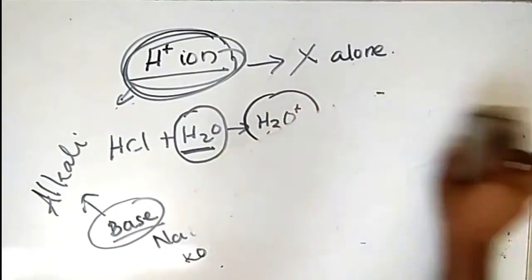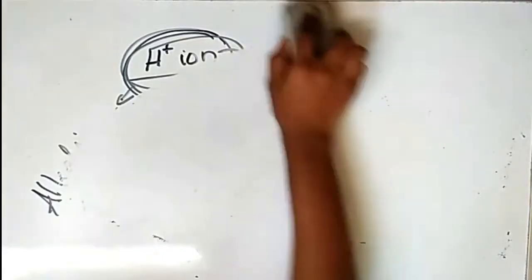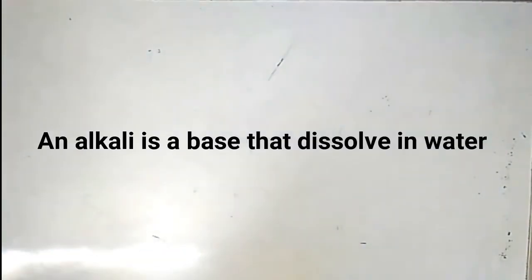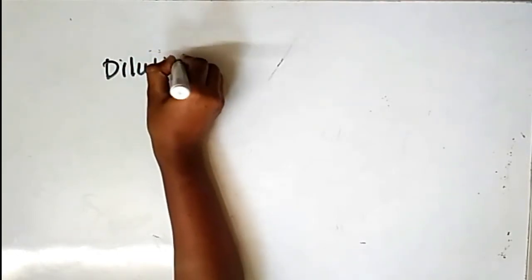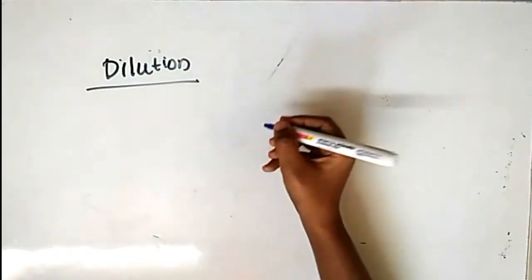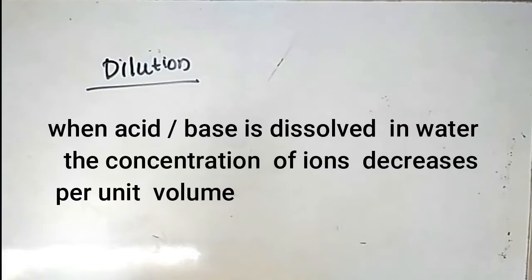So what do you know about the alkali? Alkalis are the bases that dissolve in water. Next we are going to study about the dilution of acids and bases. When an acid or a base is dissolved in water, the concentration of the ions decreases per unit volume, and such a process is called dilution.